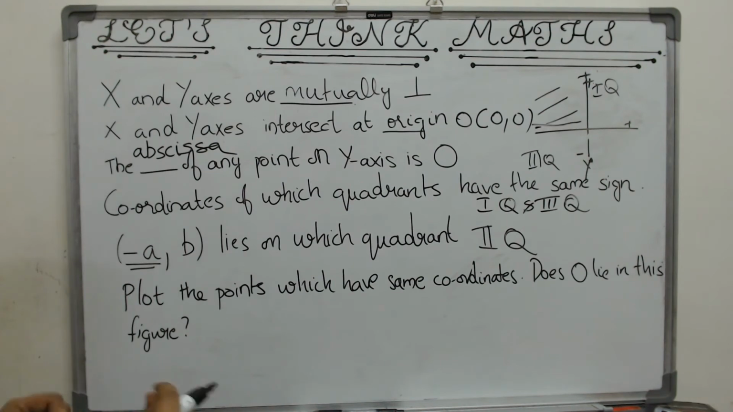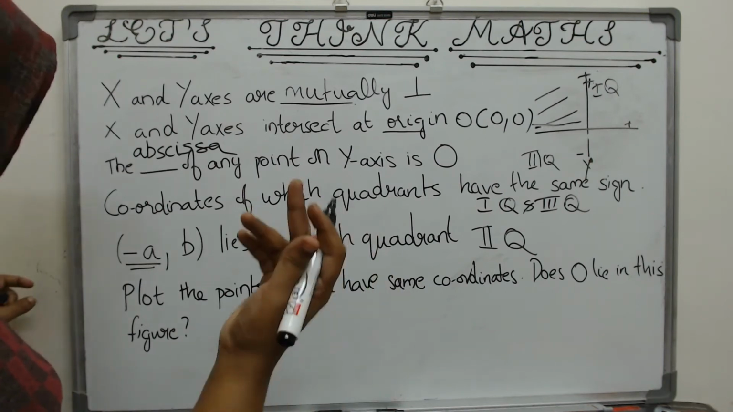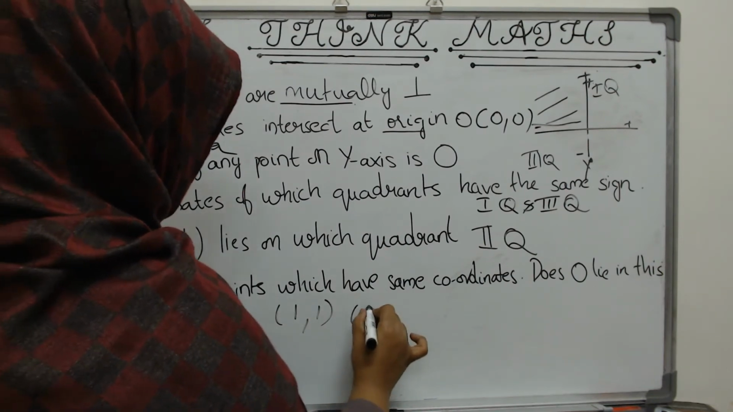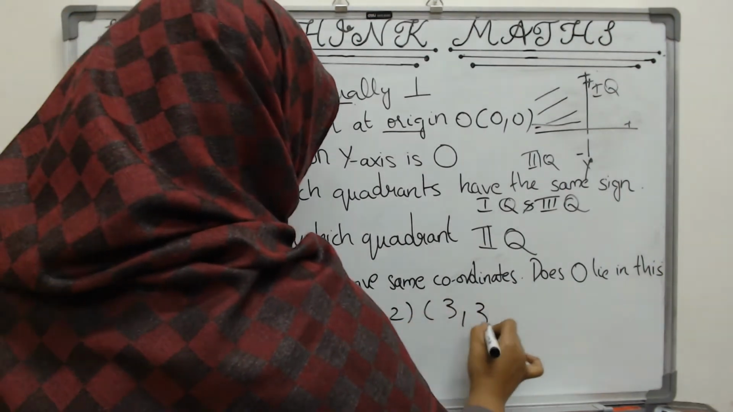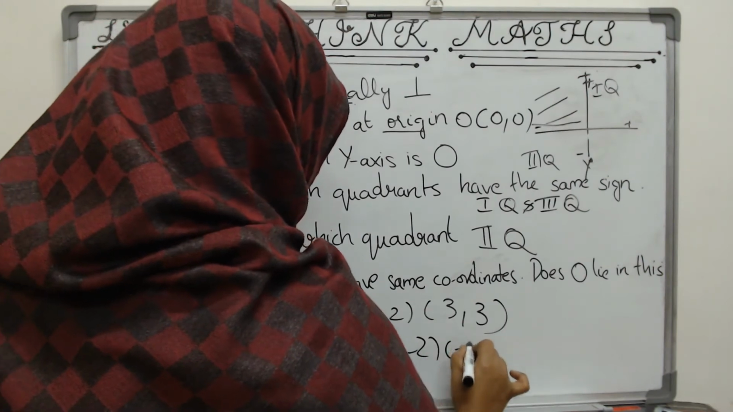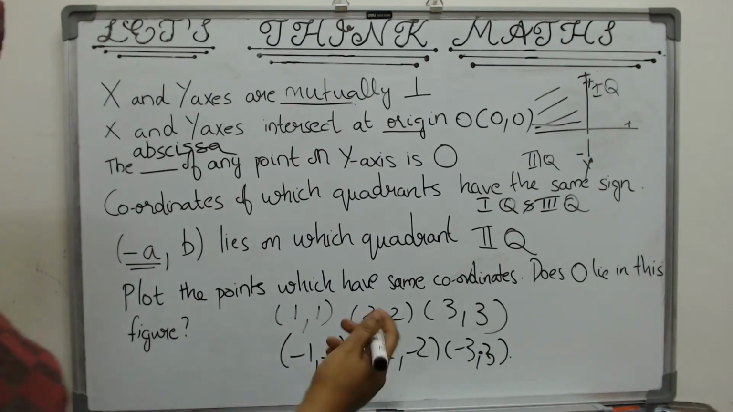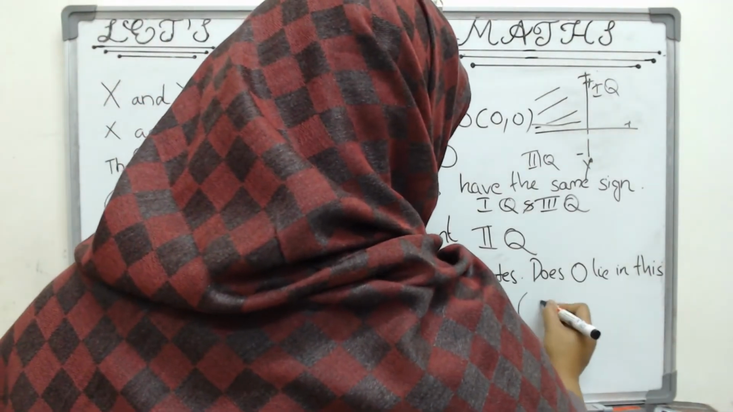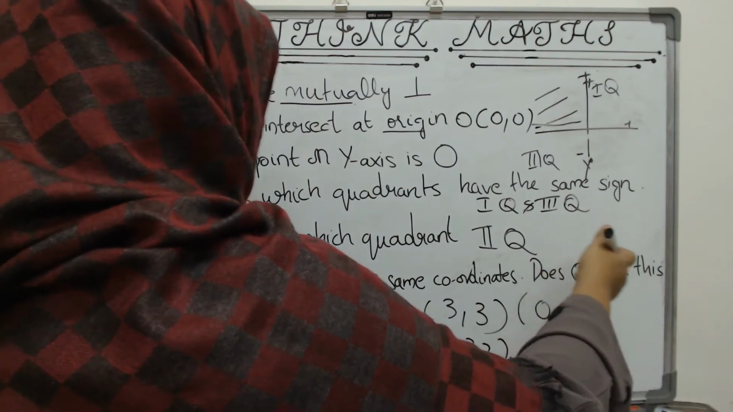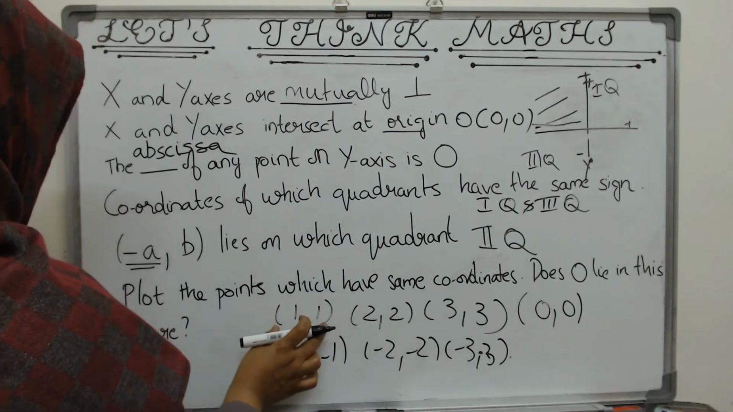Plot the points which have the same coordinates. That means their abscissa and the ordinate have to be the same. So how will it look like? If the abscissa is 1, the ordinate will be 1. So (1, 1), (2, 2), (3, 3). And if it is negative, (-1, -1), (-2, -2), (-3, -3). Will the origin lie in this? Of course, yes. What are the coordinates of origin? It is (0, 0). The abscissa and the ordinate are both 0. So these are some of the points which have the same coordinates.